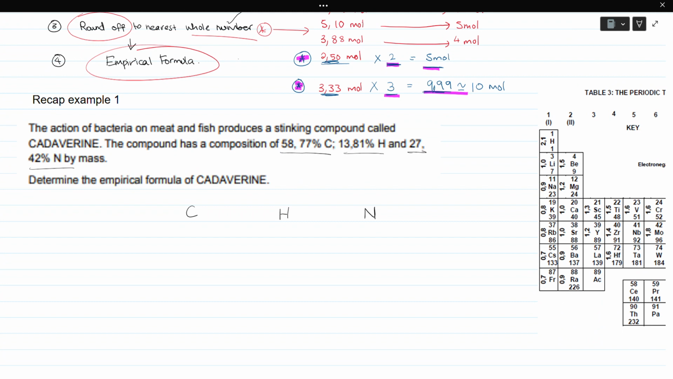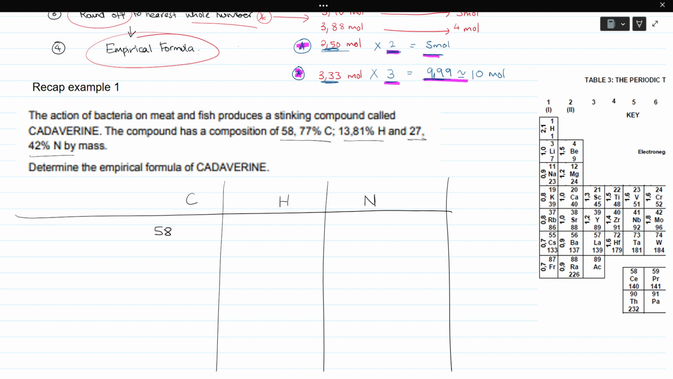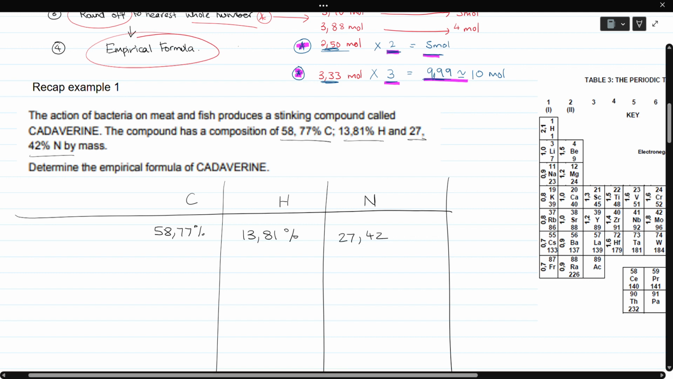Firstly, writing down the symbols they gave us in order. So we've got carbon, hydrogen, and nitrogen. So I'm just going to quickly rule a line here. And then they're giving us carbon, which is 58.77%, hydrogen is 13.81%, and nitrogen is 27.42%. So the first step is we need to convert these percentage values into mass values.